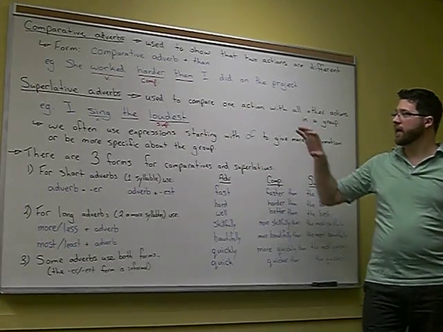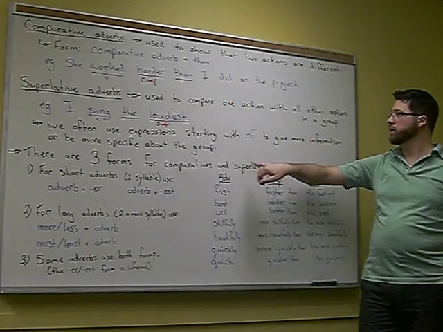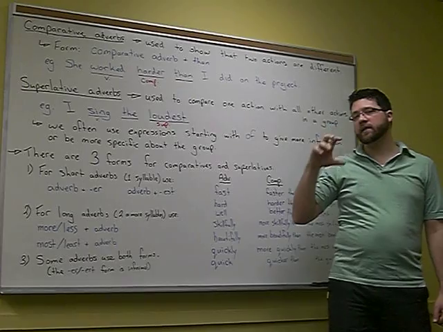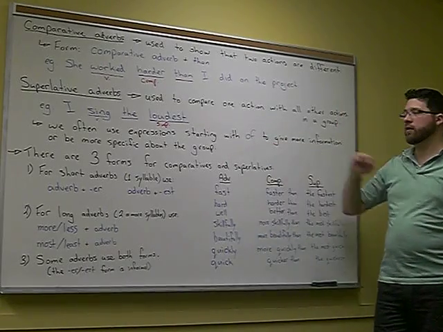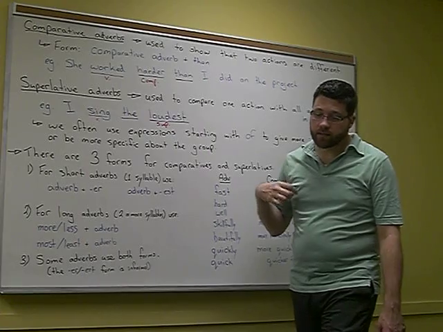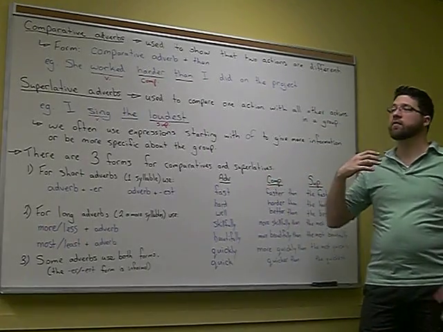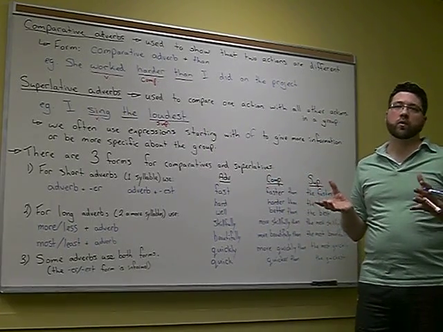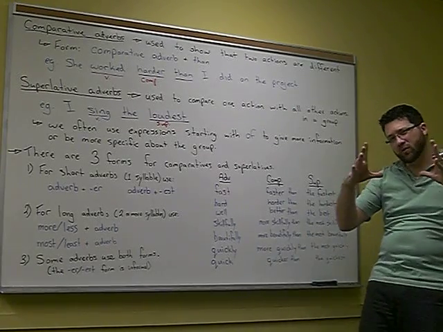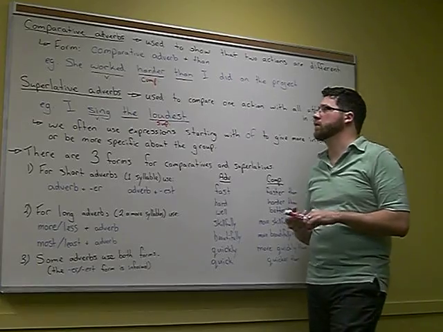We often add something to the end. We use our preposition of, and we use an expression starting with of to give more information or to be more specific about the group that we're comparing to. We sometimes use this to make the group a little bit smaller.